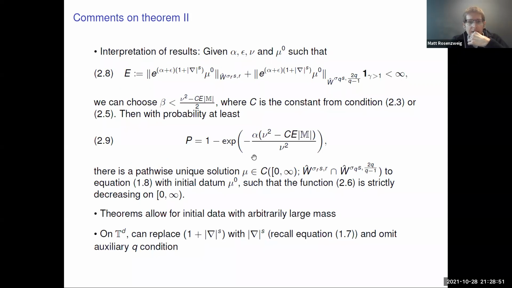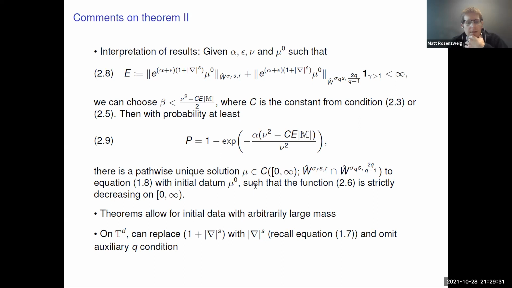The third point, I guess, is how you should interpret these results. Well, okay, you give me some alpha, epsilon, and nu, and some initial datum mu naught such that these two norms are finite, and we'll call their sum E. Given this, you can choose a beta sufficiently small such that with probability at least p, which is equal to this, there is a pathwise unique global solution mu with initial datum mu naught. And moreover, this Gevrey norm of mu is strictly decreasing in time.